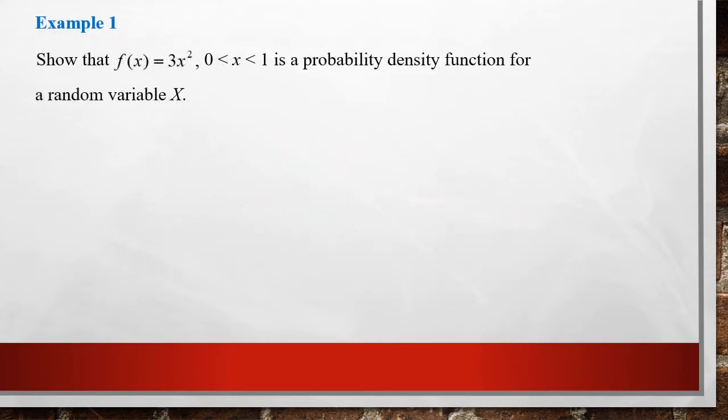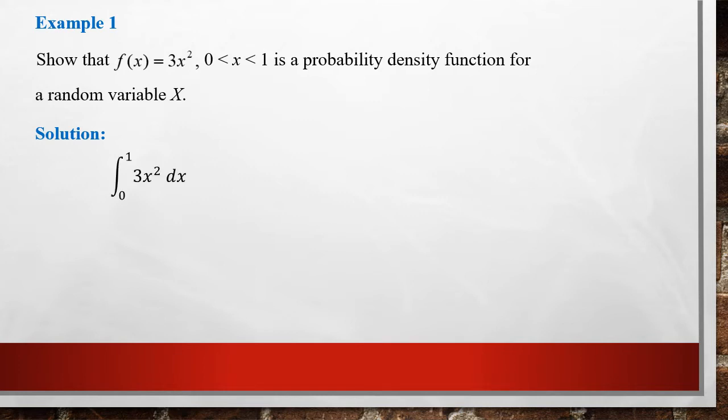Okay, so let's see some examples. Show that f of x equal to 3x squared, for x between 0 and 1 exclusively, is a probability density function for a random variable x. So remember our tutorial question number 1. To show that it's a probability distribution function, we use the properties of a random variable. Okay, first of all, the function is more than 0. So 3x squared is more than 0.